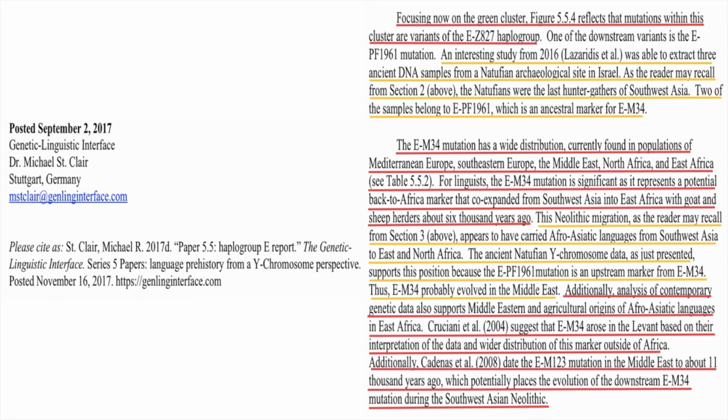The ancient Natufian Y chromosome data, as just presented, supports this position because the E-PF1961 mutation is an upstream marker from E-M34. Thus, E-M34 probably evolved in the Middle East. Additional analysis of contemporary genetic data also supports the Middle Eastern agricultural origins of Afro-Asiatic languages in East Africa. Underhill, a 2004 study, suggested that E-M34 arose in the Levant based on their interpretation of the data and the wider distribution of this marker outside of Africa. Additionally, Cruciani, a 2008 study, dated the E-M123 mutation in the Middle East to about 11,000 years ago, which potentially places the evolution of the downstream E-M34 mutation during the Southwest Asian Neolithic.